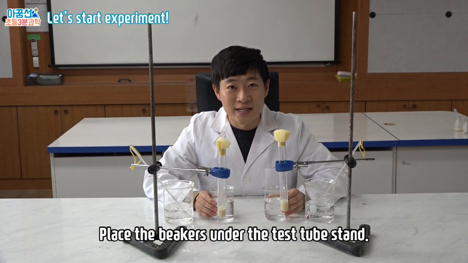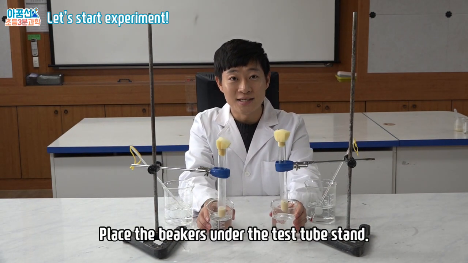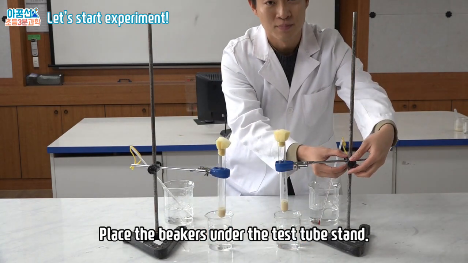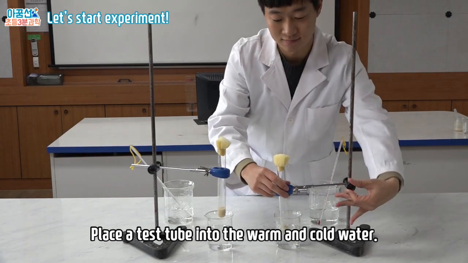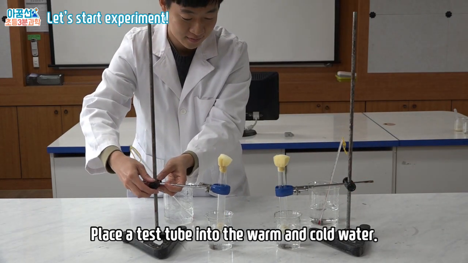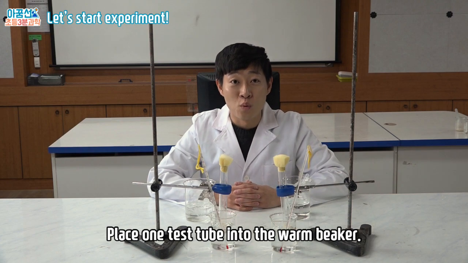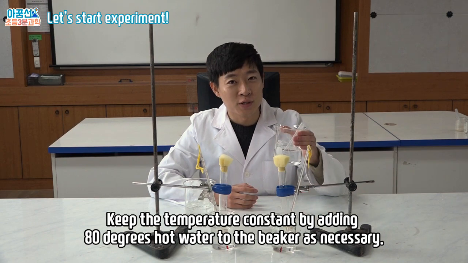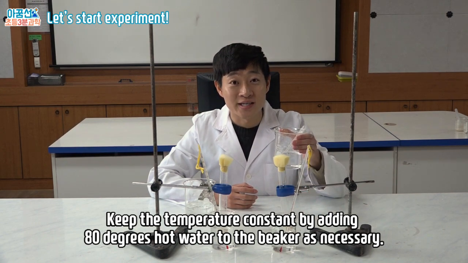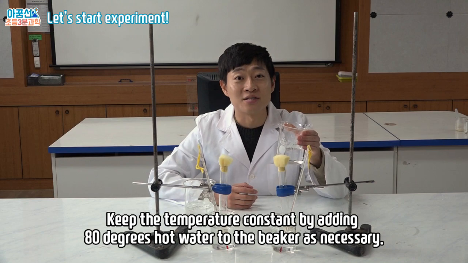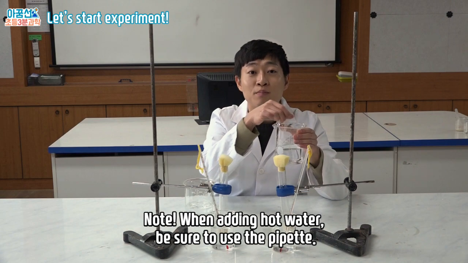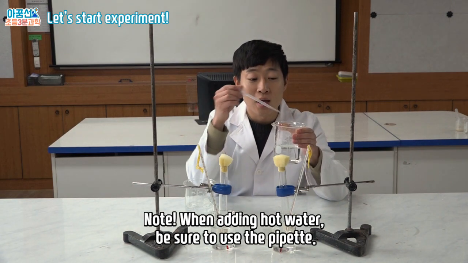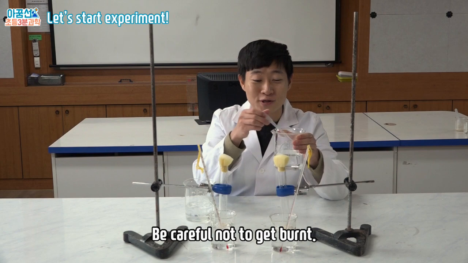Now, place the beakers under the test tube stand. Place test tubes into the warm and cold water. Place one test tube into the warm beaker. Keep the temperature constant by adding 80 degree hot water to the beaker as necessary. Note, when adding hot water, be sure to use the pipette. Be careful not to get burnt.